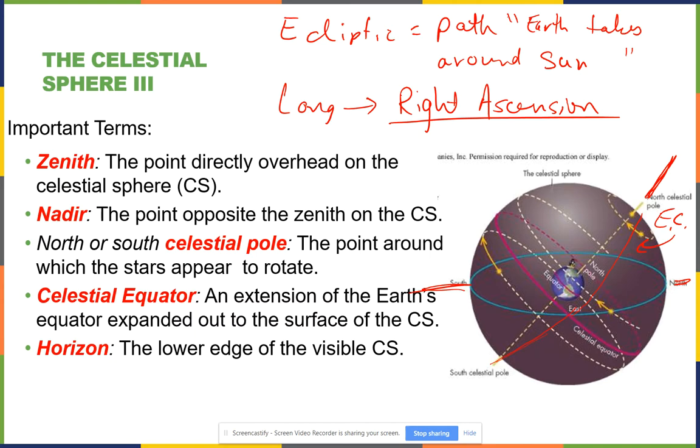I didn't quite hear what you meant by longitude. Longitude is east-west on Earth, and that goes with right ascension. So east-west is longitude, and right ascension is measuring east-west in the sky.